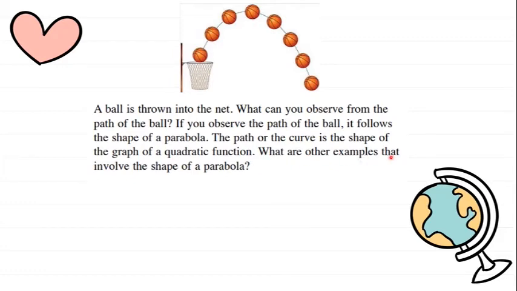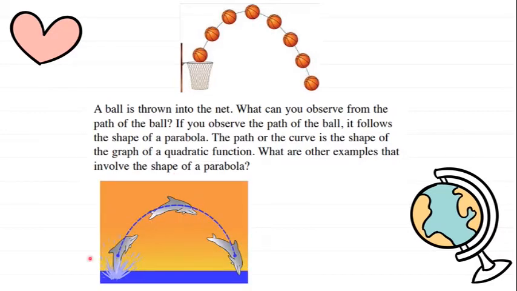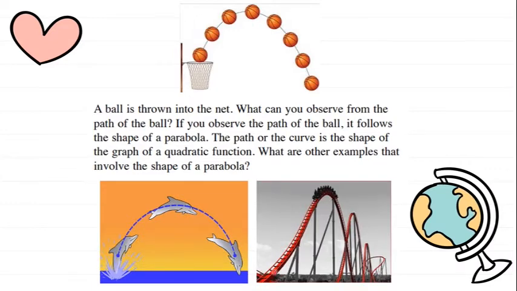What are the other examples that involve the shape of a parabola? This is another example. The dolphin jumps back into the sea, so it forms a shape of a parabola. This is a roller coaster, right? So it also forms a shape of a parabola.